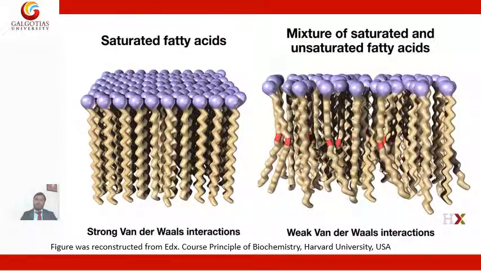We will show here the structure of the saturated fatty acid, and a mixture of saturated and unsaturated fatty acid, which is present in the cell membrane. So what will be the effect of the saturated and unsaturated fatty acid? If the saturated fatty acid is present in the cell membrane, they make strong van der Waals interactions that are responsible for the tight packing of the cell membrane. So it will provide rigidity to the cell, while the mixture of unsaturated and saturated fatty acid provides weak van der Waals forces in the cell membrane that are responsible for the fluidity of the membrane.